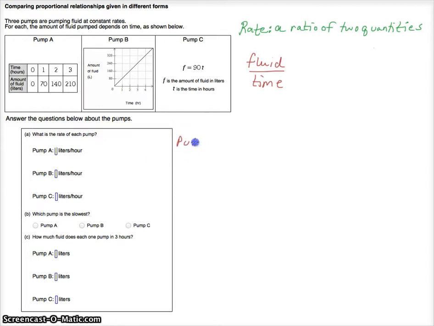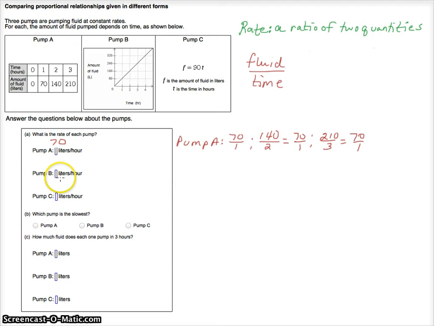So we're going to do pump A. Pump A goes 70 for 1 hour, and that's going to be 70 per hour. But it also goes 140 for 2 hours. To get this to 70 over 1, we have to reduce it. So it's 140 over 2, and we divide by 2, and we see that it equals 70 over 1. Then third, just to make sure, we have 210 over 3, which reduces to 70 over 1. So our rate is going to be 70 liters per hour.